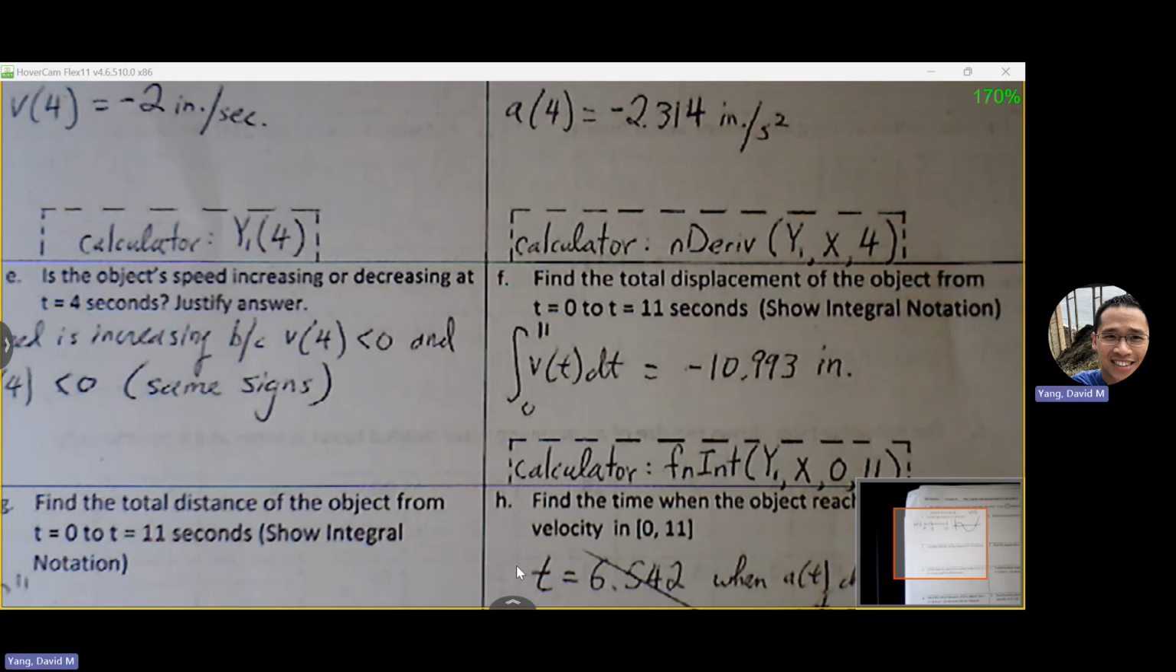So you're going to do math 9. And then you just type in everything that you see: lower bound 0, upper bound 11, and then alpha trace y1 to get to your velocity function. And this tells us where the object is going to be between 0 and 11 seconds. 11 seconds is going to end up negative 10.9 inches to the left of where you started.